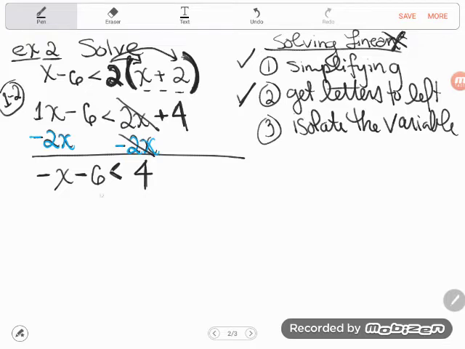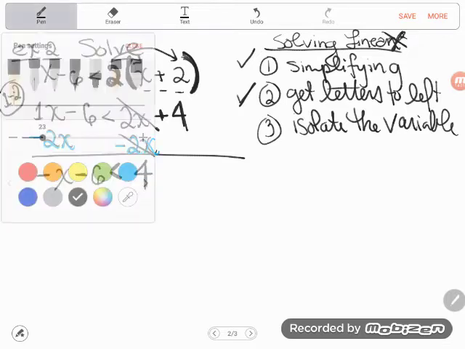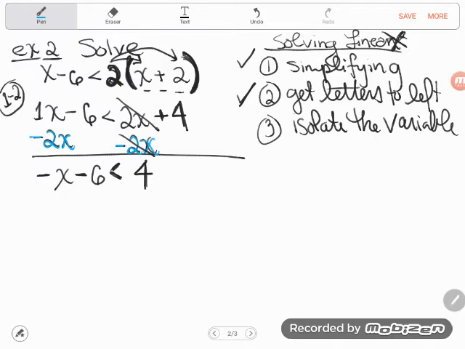Now, remember, we said that we should move anything that's adding or subtracting first, since we work our order of operations backwards when we're solving. So start with anything adding or subtracting. So I will do the opposite of subtracting 6. I will add 6 to both sides. You always do the opposite when you want things to go away.